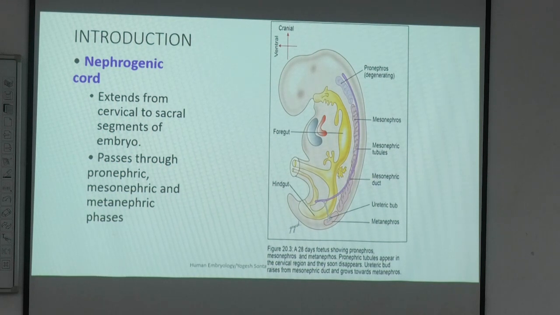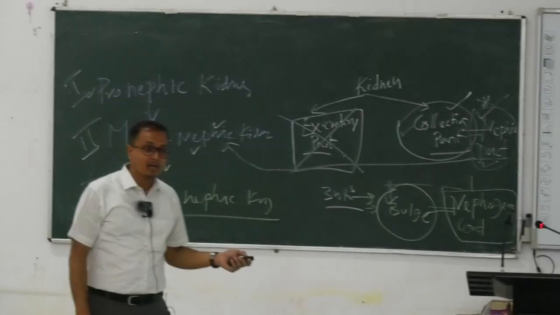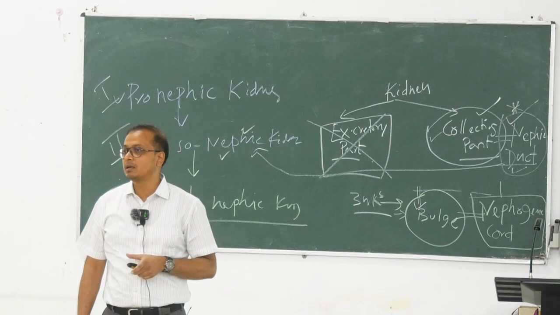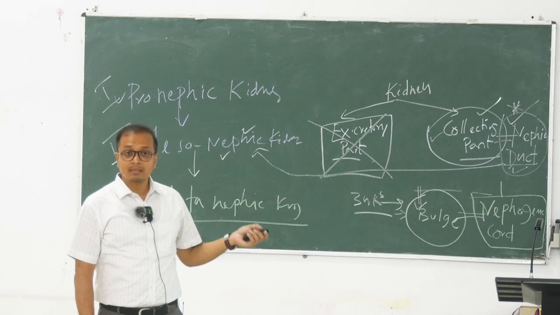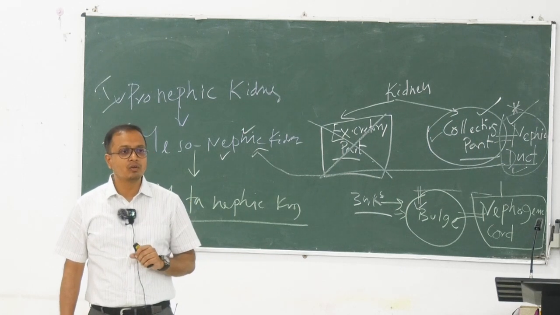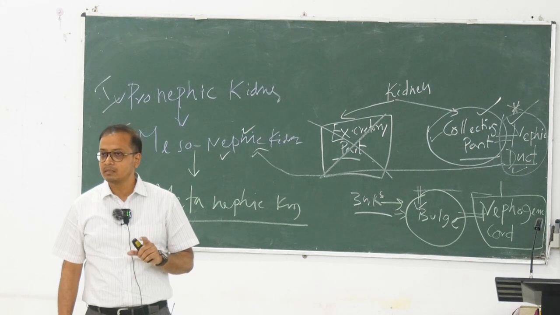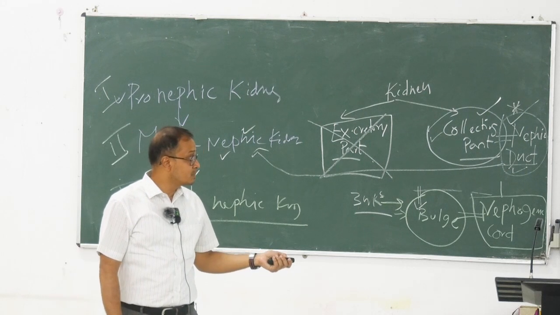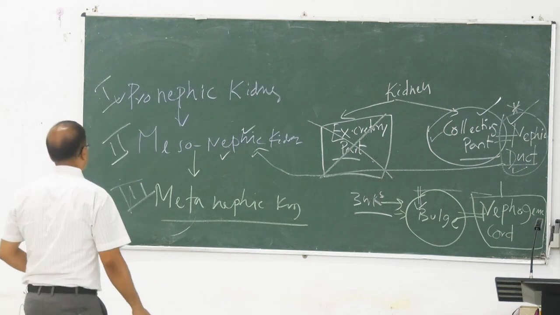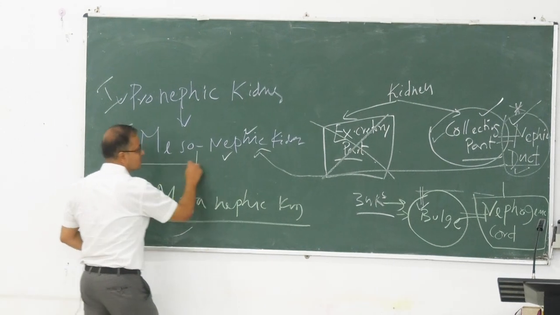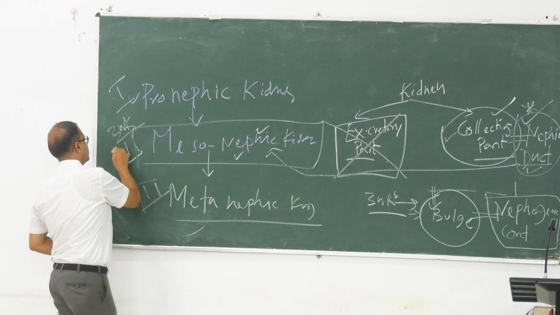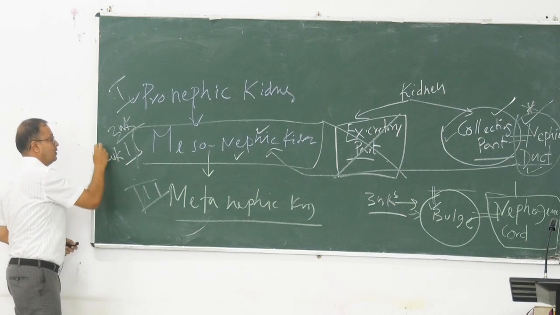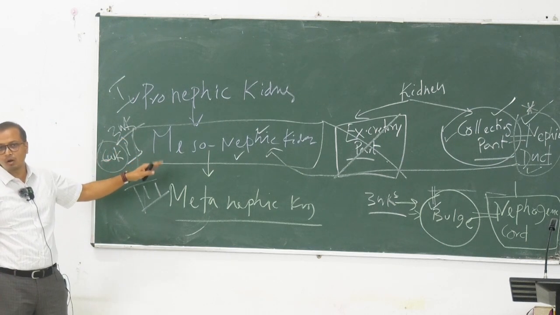The mesonephric kidney develops in this region, which you are seeing here in the second phase, the thoracic region. So the second kidney develops at the thoracic region. The second kidney functions briefly, doesn't function too long, maybe just 3 weeks. So this mesonephric kidney only works for 3 weeks, that means up to 6 weeks.